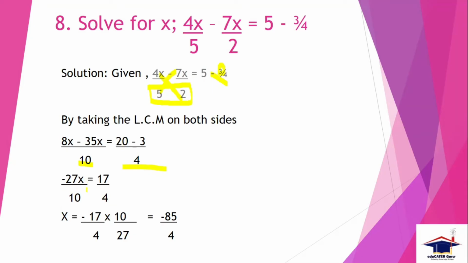So taking everything on the right hand side, it becomes 17 into 10 and 4 into 27. But when you cross multiply, the symbol negative doesn't change. It carries the same. So negative also is carried as negative in the multiplication. So minus 17 into 10 divided by 4 into 27 becomes 85 by 4. So the value of x is minus 85 by 4.